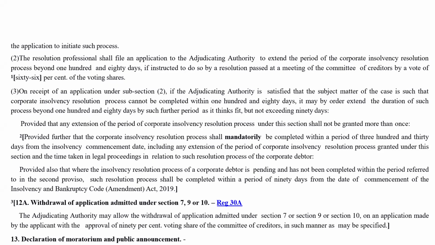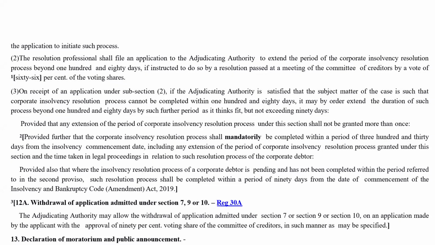On receipt of an application under subsection 2, if the adjudicating authority is satisfied that the subject matter of the case is such that CIRP cannot be completed within 180 days, it may by order extend the duration of such process beyond 180 days by such further period as it thinks fit, but not exceeding 90 days. So the normal period is 180 days. If it is not completed within 180 days, then the committee of creditors shall pass a resolution. Voting percentage is 66%. And then the RP shall file the application. And the adjudicating authority has discretion to extend the period but not exceeding 90 days. And provided that any extension of the period of CIRP under this section shall not be granted more than once. So only a one time extension of 90 days shall be granted.